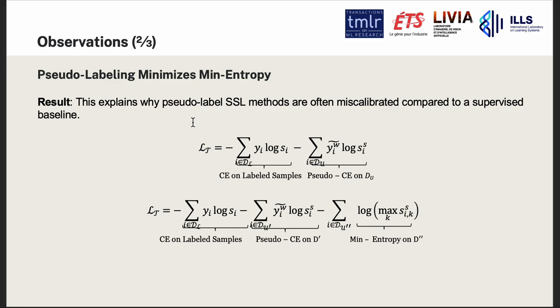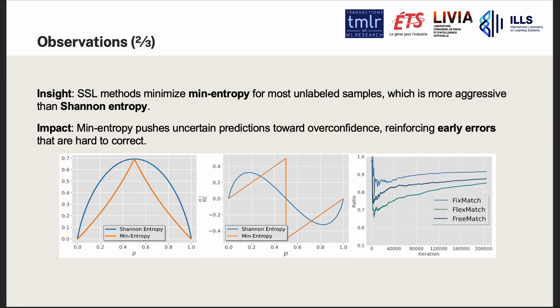Further, we can disintegrate this D_U into two parts, D' and D''. D' is essentially the samples where the weakly augmented prediction did not coincide with the strongly augmented image's prediction, whereas on D'' they coincided, leading to the min-entropy term. We empirically observed that the number of samples where the argmax of the predictions from weakly and strongly augmented versions was the same, that is D'', was significantly larger than those with different predictions, that is D'. This figure emphasizes the same observation.